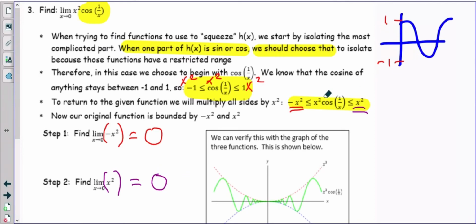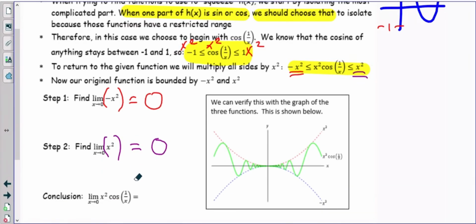So I just found that the limit as x approaches 0 of my left-hand function or my bottom function is 0. And the limit as x approaches 0 of my right-hand or my upper function is 0. So in step 3, that must mean that the limit as x approaches 0 of this middle function must also be 0.